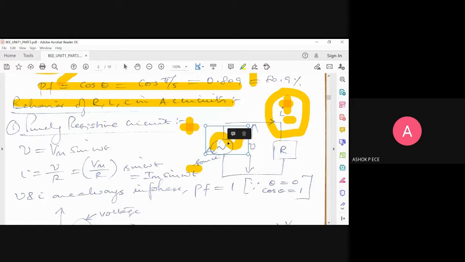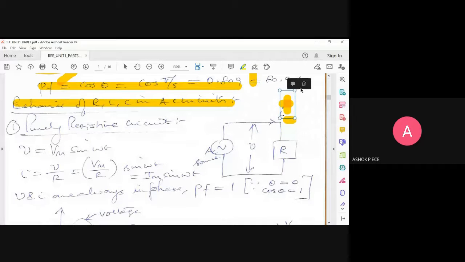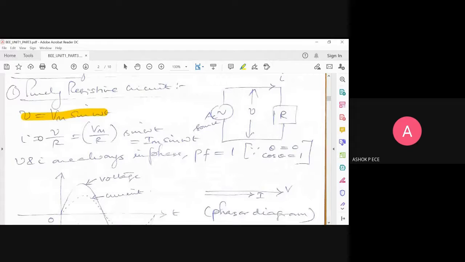So in this problem, I am going to have a single resistor. It is going to be excited by an AC voltage. That voltage is given by V = Vm sin ωt. And the resistance value is going to be R. So if you want to find the current, I'll apply Ohm's law. I = V/R. Substituting for V, it is Vm/R into sin ωt. I am going to replace this Vm/R as Im. So I = Im sin ωt.